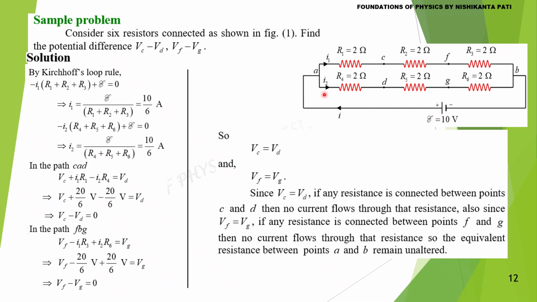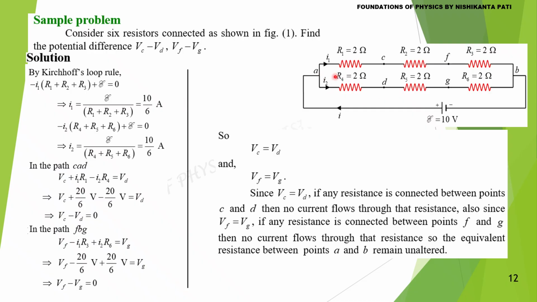Let current I flow. This way I1 is flowing, this way I2 is flowing. So I must be equal to I1 plus I2 by Kirchhoff's first law. By Kirchhoff's second law, applied to this loop, minus I1 R1 minus I1 R2 minus I1 R3 plus E equal to 0. So I1 comes to 10 by 6 ampere.